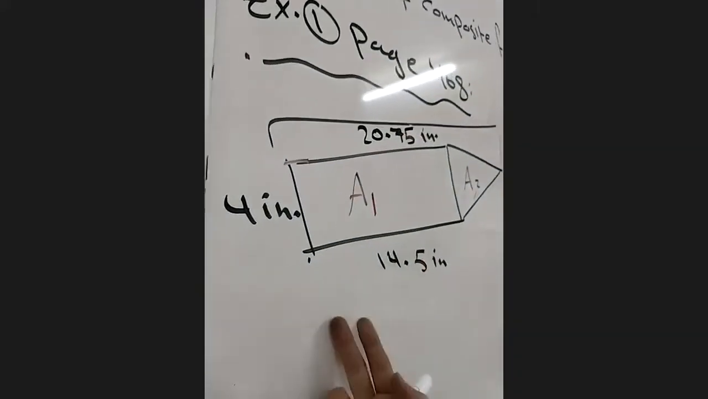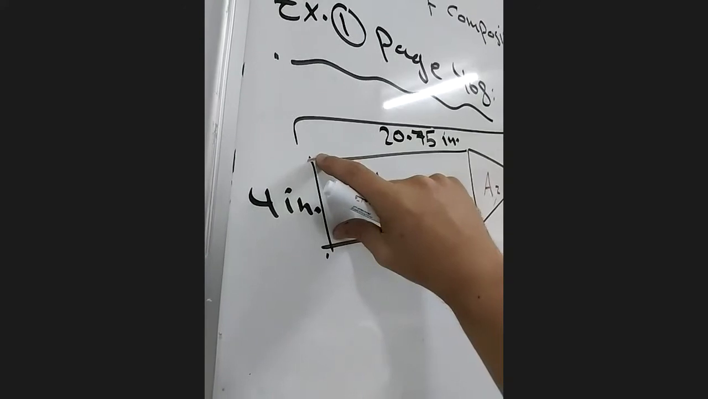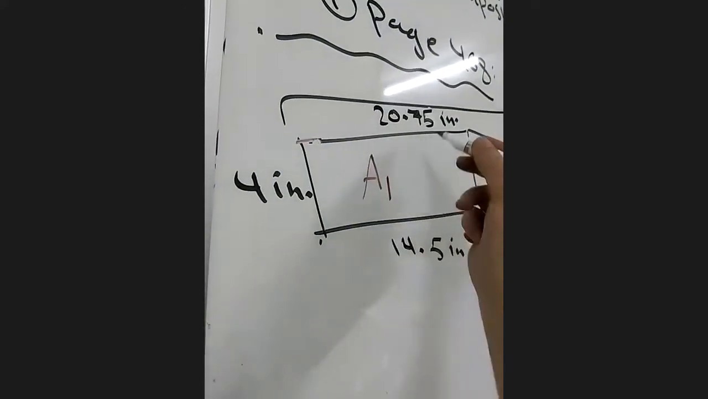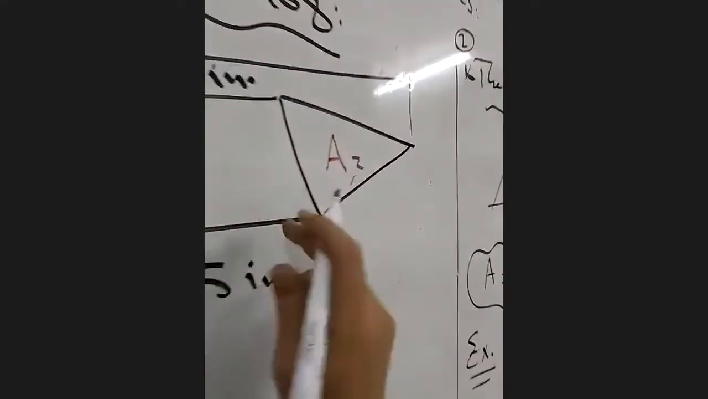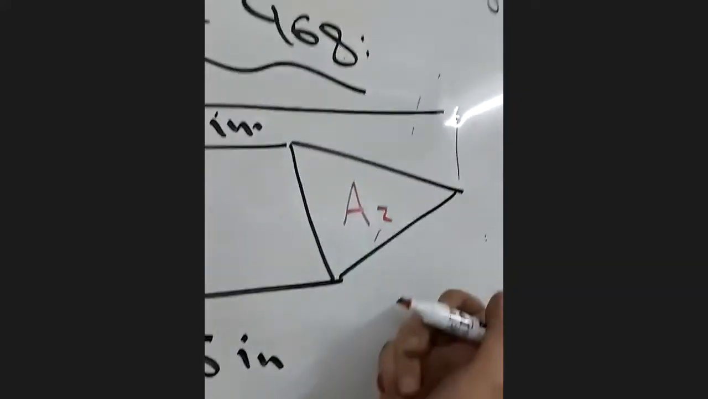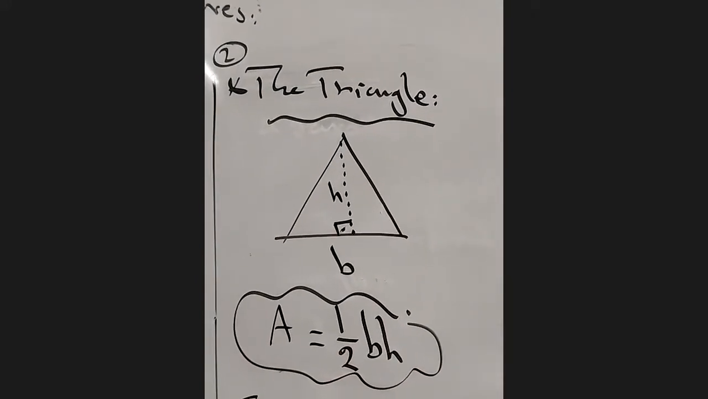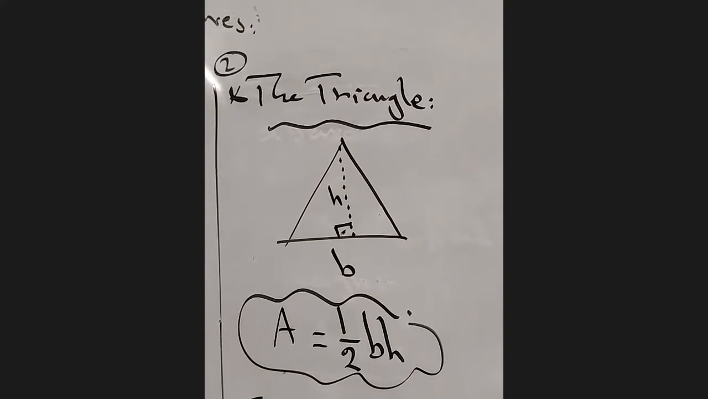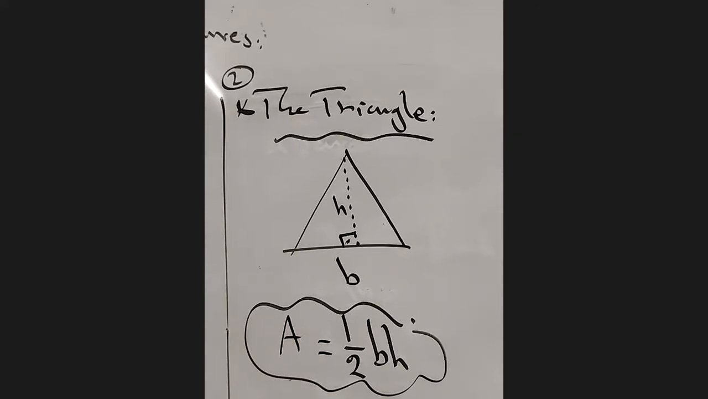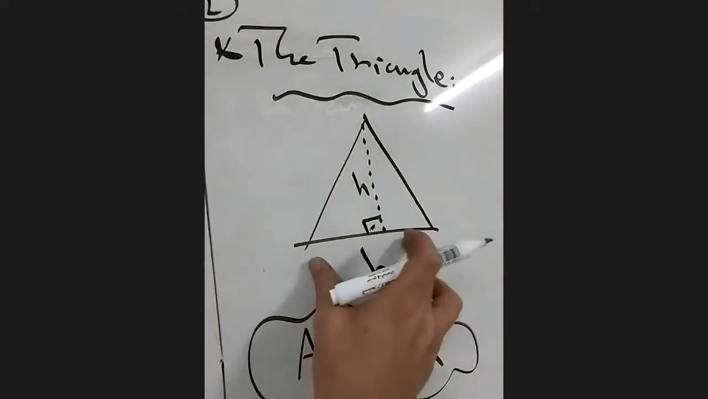But here, in this rectangle, do we have the length and the width? Yes, this is the length and this is the width. So area 1, I can find it. Now area 2, what do we have here? A triangle. In the triangle, what do we need to find the area? We need the base and the height.